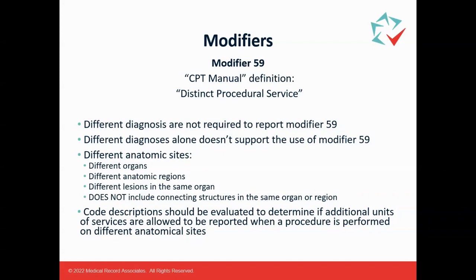Different diagnoses are not required to report modifier 59, but a different diagnosis alone also doesn't support the use of modifier 59. We're looking for different organs, different anatomical regions, different lesion. It does not include connecting structures of the same organ or region. Again, evaluate your code descriptors to determine your additional units based on what the code descriptors have.